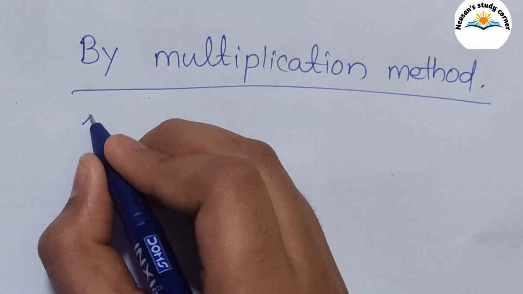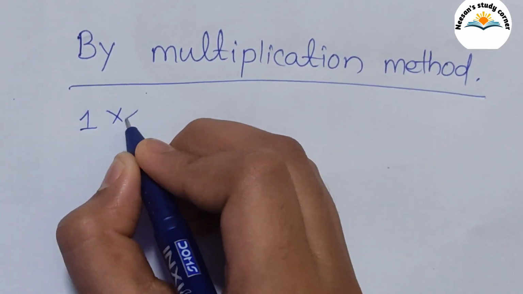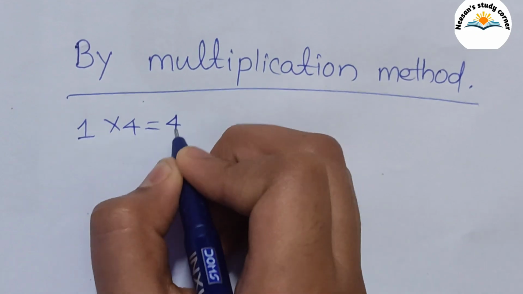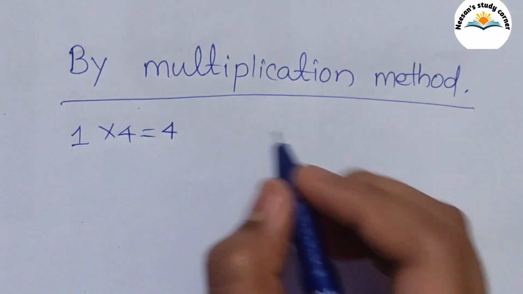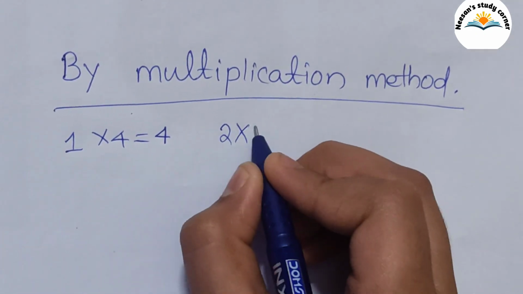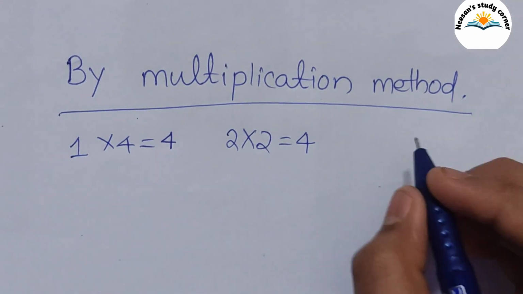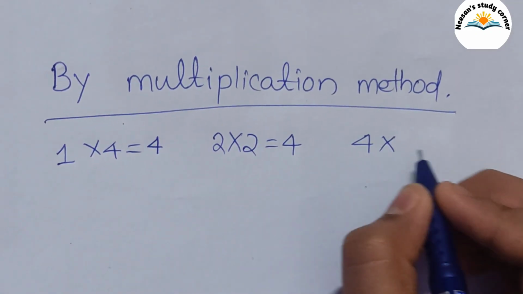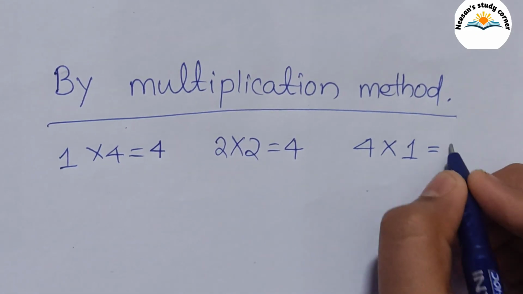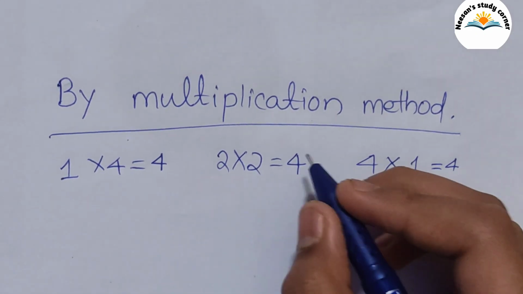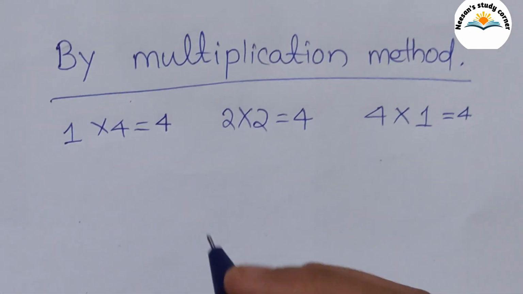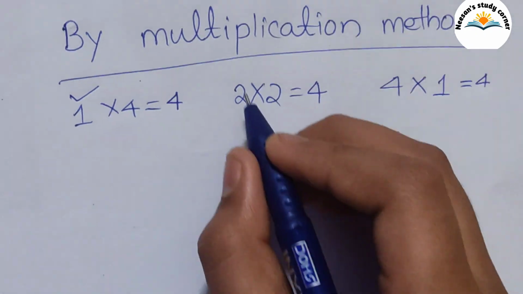It is the same in the multiplication method. Let's find. To make 4, what are the possible multiplication facts? 1 into 4, we get 4. 2 into 2, we get 4. 4 into 1, we get 4. So factors of 4 are 1, 2 and 4.